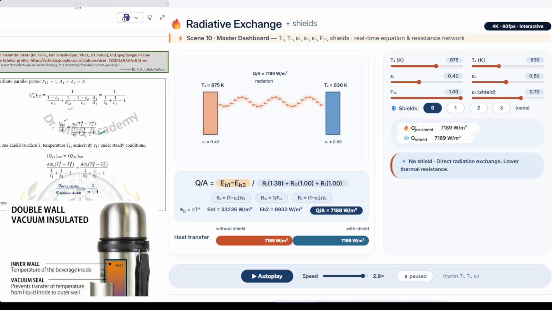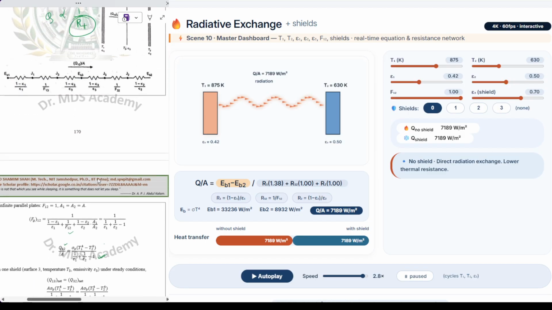Below you'll find Q no shield, meaning when there is no shield or barrier between surfaces 1 and 2, the amount of heat rate per unit area is given as this much value. Okay, so this is for the no shield case and this is for the shielded case, when a shield is provided. Okay, so here Q upon A, you will find EB1.